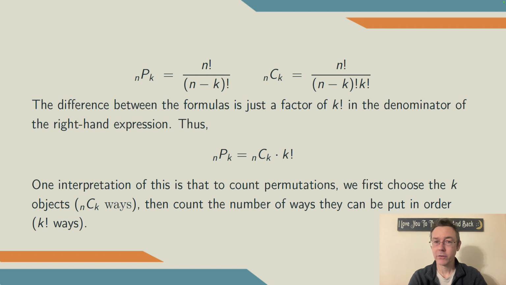And this has a natural interpretation in terms of the multiplication rule. To get nPk, the number of ways that we can arrange k things out of a collection of n, we first choose the k things, so that's n choose k ways, and then we arrange them. So the number of ways we can arrange k things is k factorial. Again, the multiplication rule, the fundamental counting principle, lets us just multiply those two numbers to get nPk.